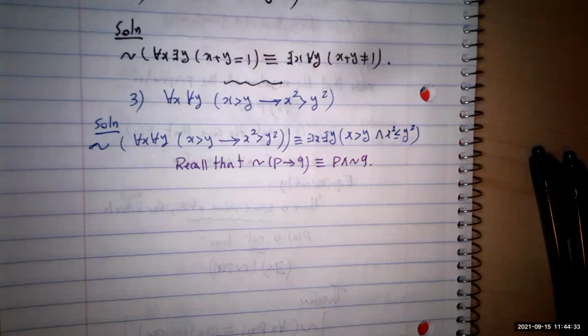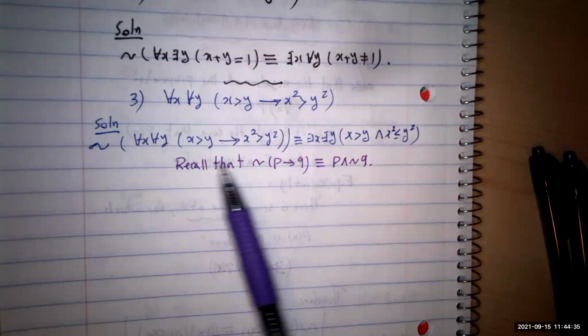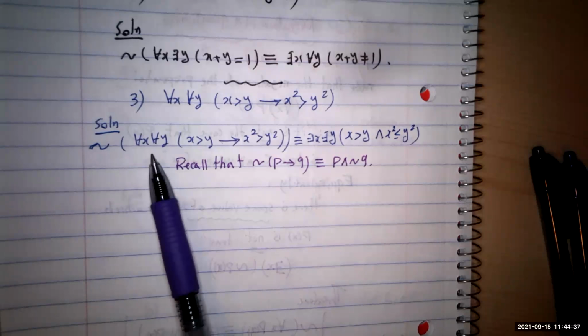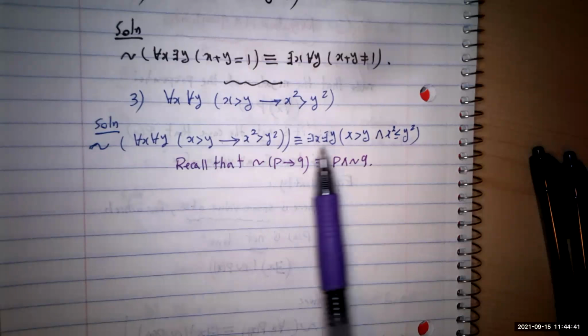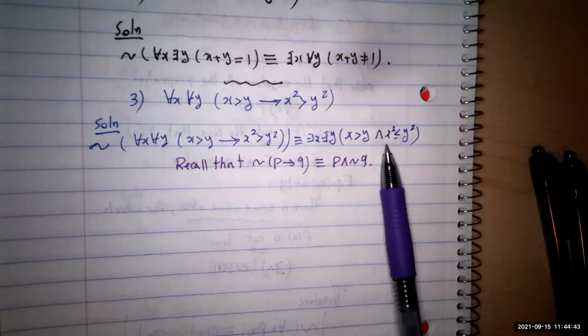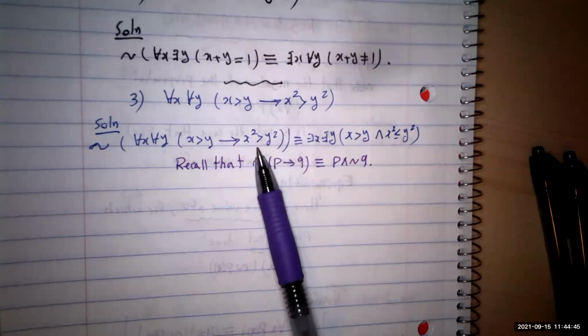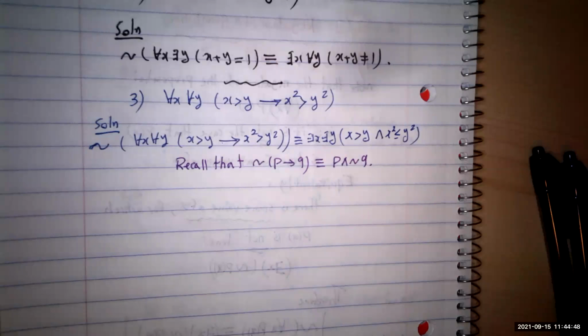So we change it. It's going to be there exists an x, there exists a y such that x is greater than y, and switch this one: x squared is less than or equal to y squared, and you're done. Any question? Otherwise, the rest are easy, those equations there, but make sure you get this one right.